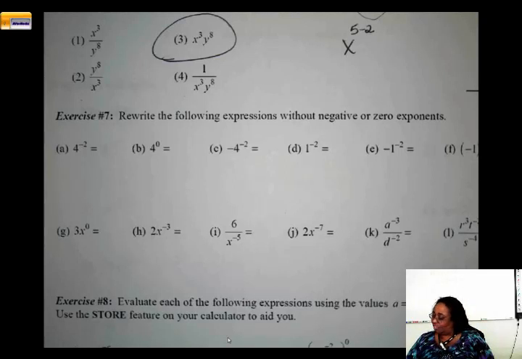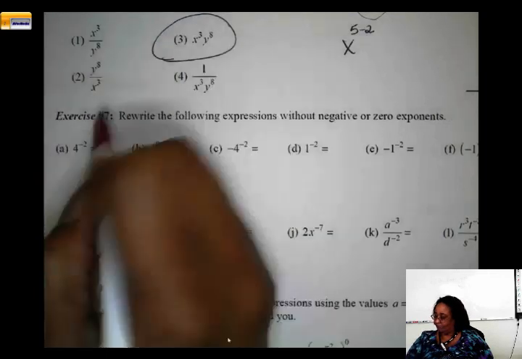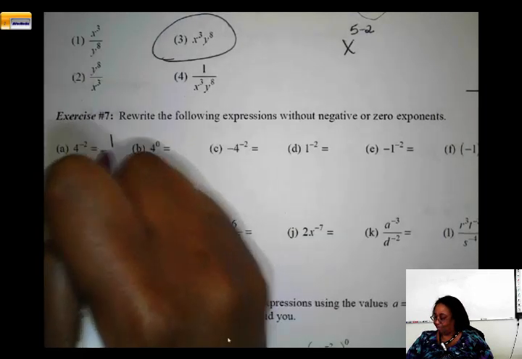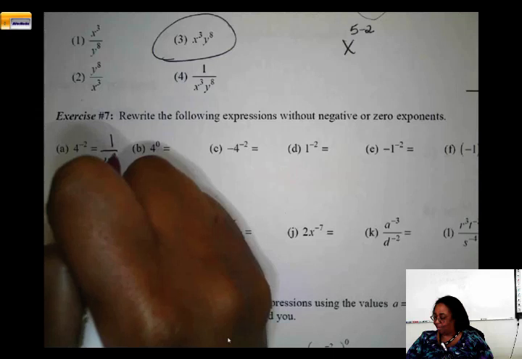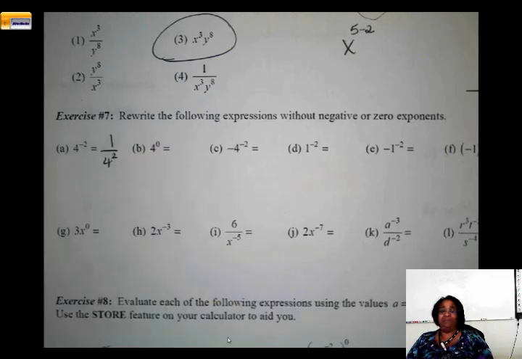They want you to evaluate each of the following expressions, all the way down to 8. They want you to rewrite the following expressions without negative or 0 exponents. You can't have either one. So then you put 1 over 4 squared.